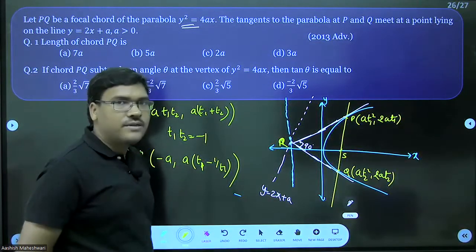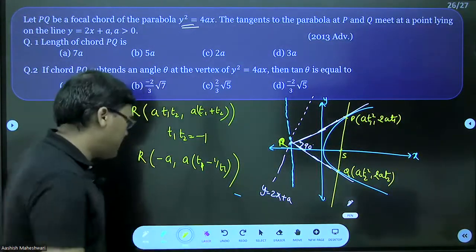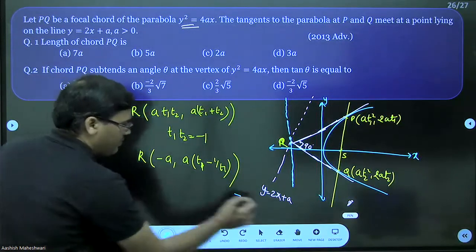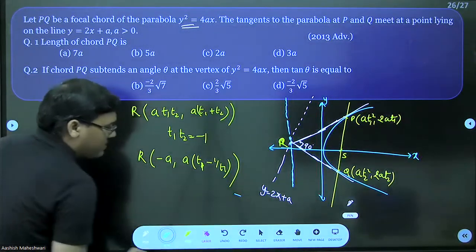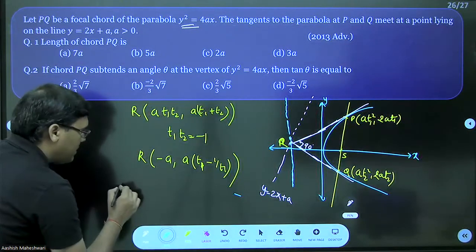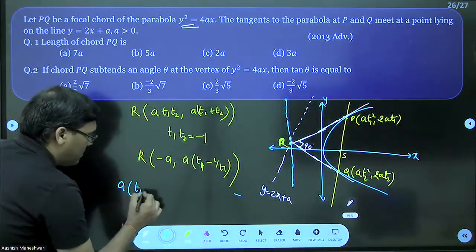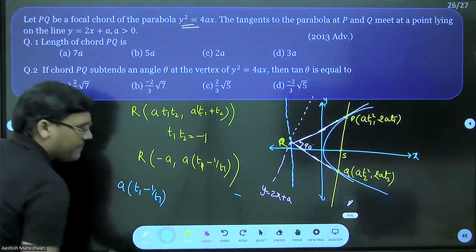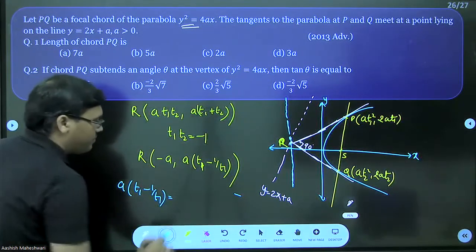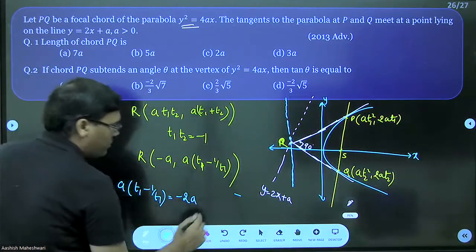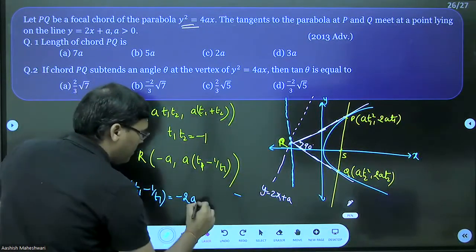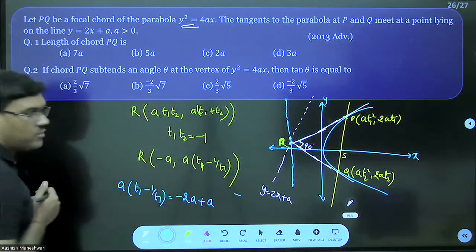So it will satisfy this. So let me satisfy this. If I put this here, x is equal to minus a and y is equal to this. So this is a (T1 minus 1 by T1) is equal to minus 2a. Correct? Sorry, the value of x is minus a and this is plus a. I hope this is clear.